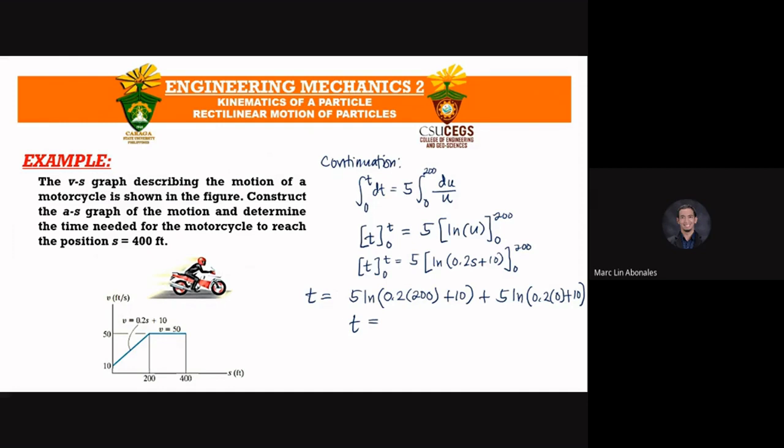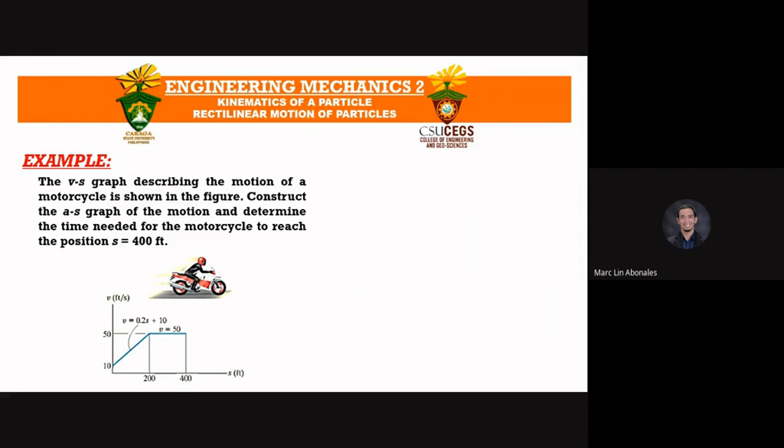That is minus instead of plus, because it is upper minus the lower. Minus 5 ln of 0.2 times 0 plus 10. So that is 8.05. So this is the time that we will use to represent the position 200 feet for the next inequality. So just a continuation of our solution.